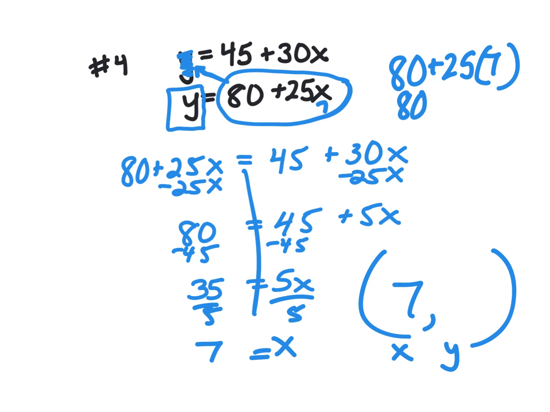So we'll have 80 plus 175. And then that would be 255 for y.